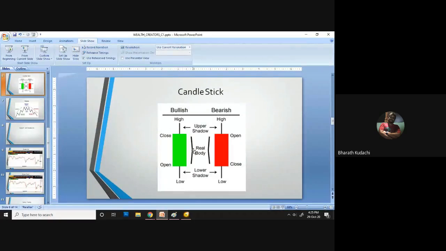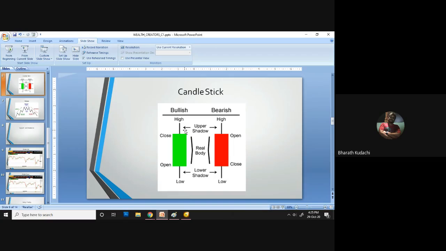I told you about the green candle. The same scenario applies to a red candle. The only difference is that in a green candle, it opens first and the close is above the open. But in a red candle, that is a bearish candle, when the market is falling, it opens above and then closes below. So this was about the body of the candle.